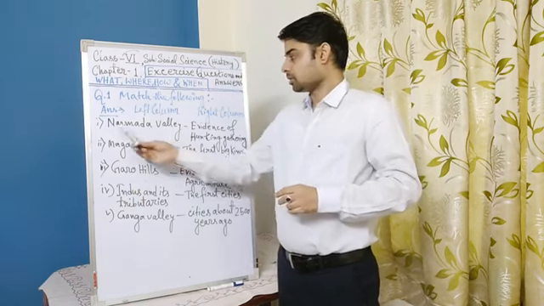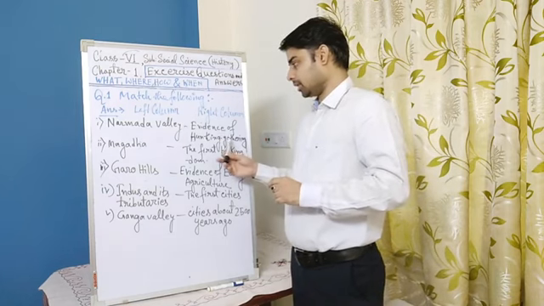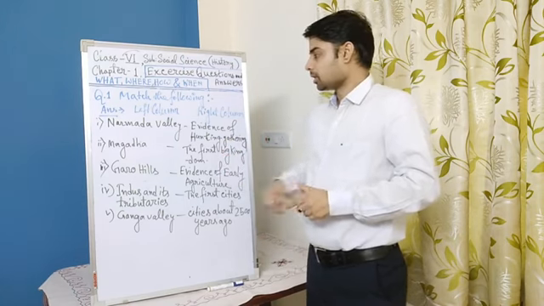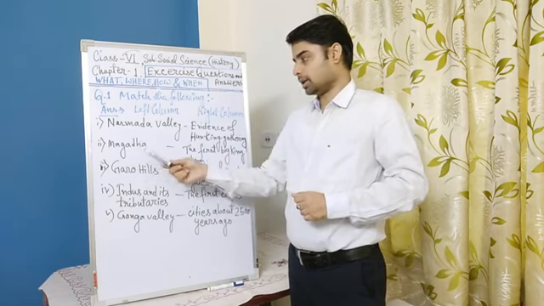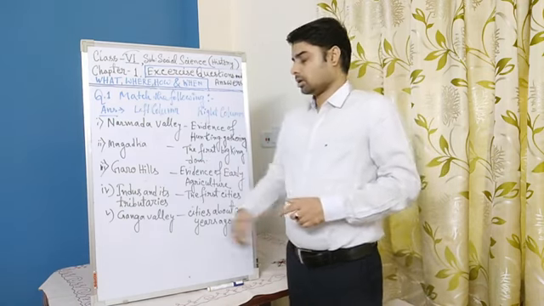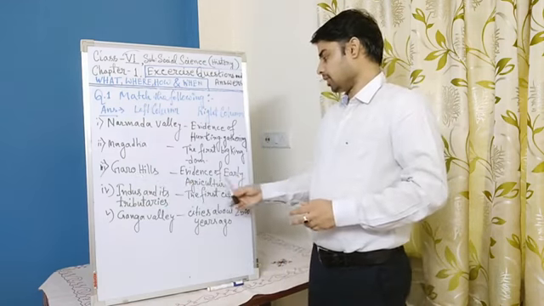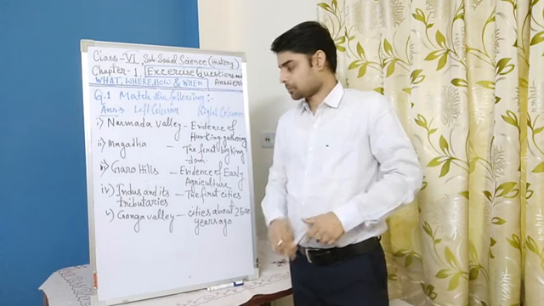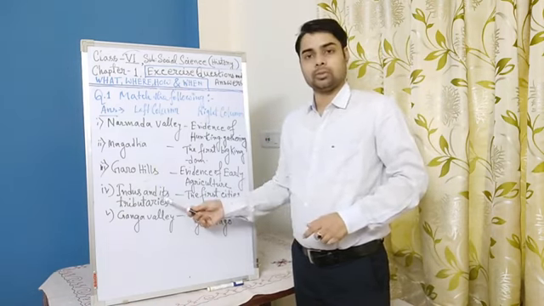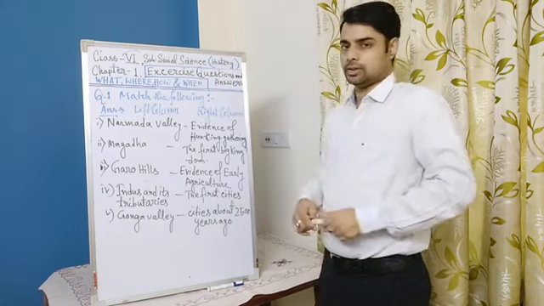Okay, so first one is Narmada Valley. Narmada Valley is the evidence of hunting and gathering. Next one, point number 2, Magadha. Magadha matched with the first big kingdom. Now number 3, it is Garo Hills. Garo Hills matched with the evidence of early agriculture. Now in left column number 4, Indus and its tributaries. Indus and its tributaries matched with the first cities.